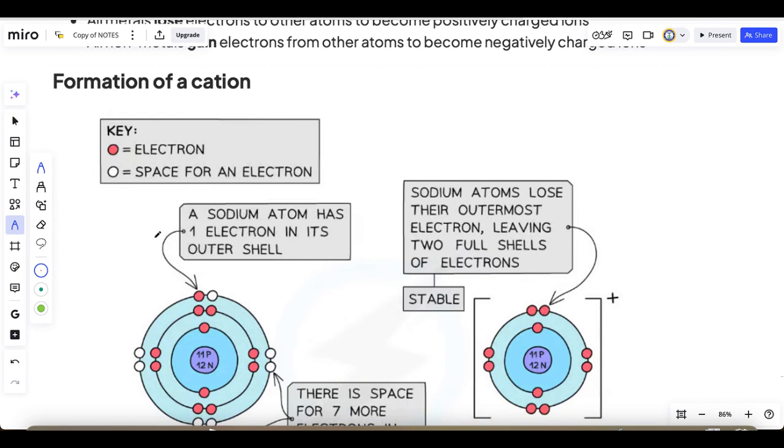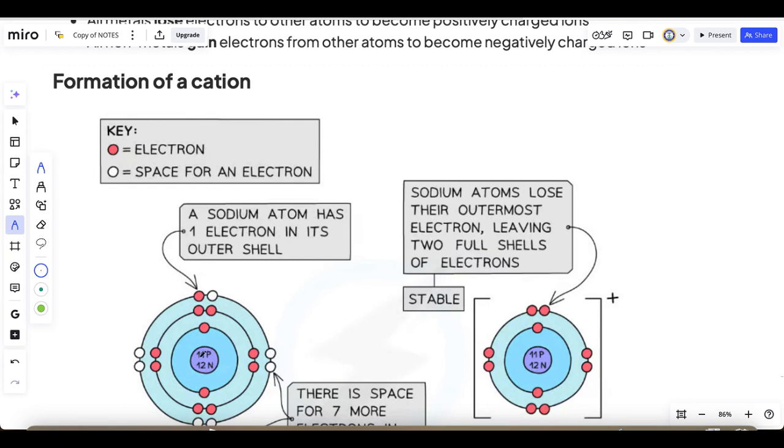This red one you see, we use the dot and cross to represent electrons in the shell. This purple color is the nucleus. Inside the nucleus, you have 11 protons for sodium.